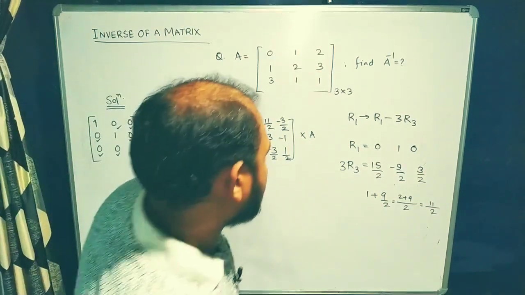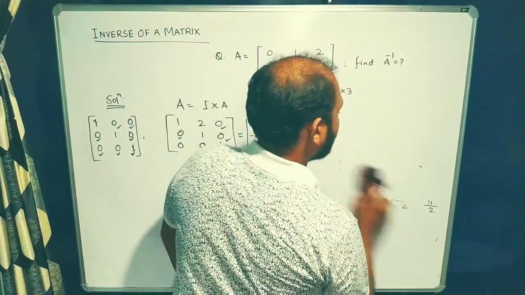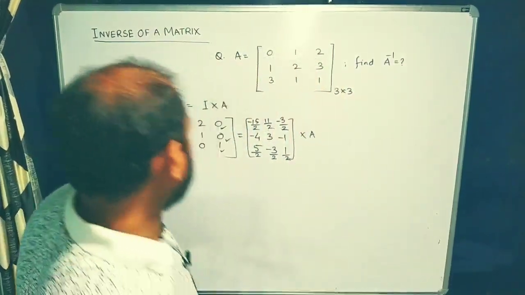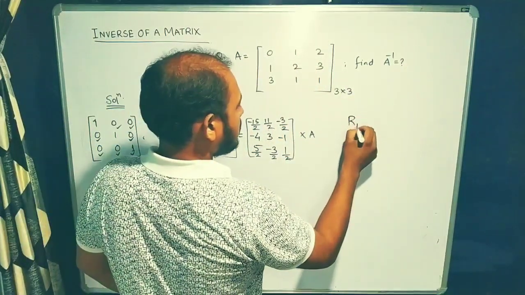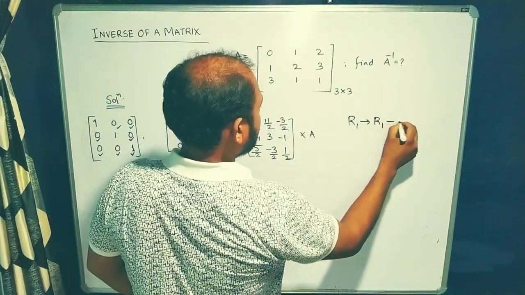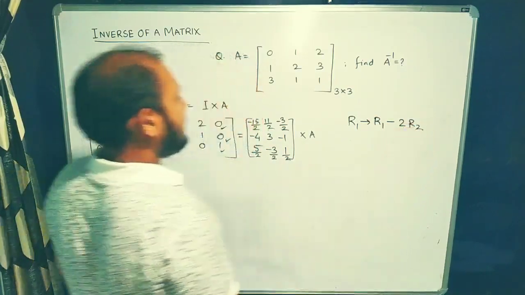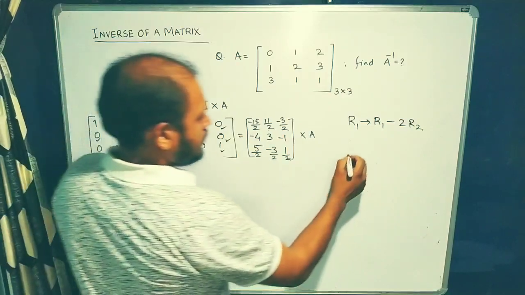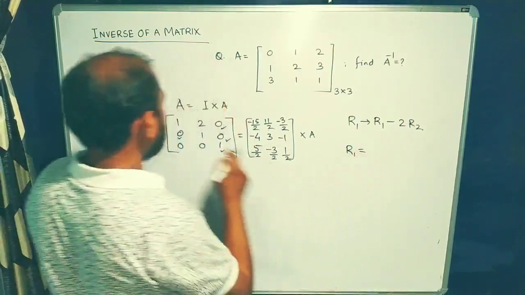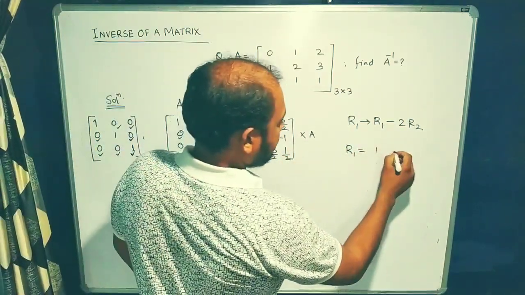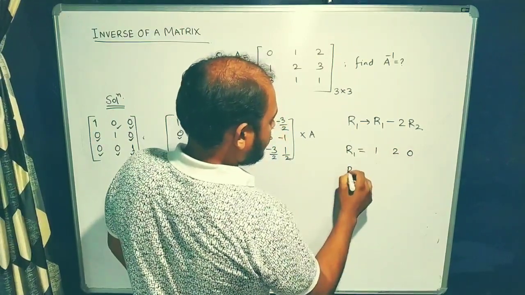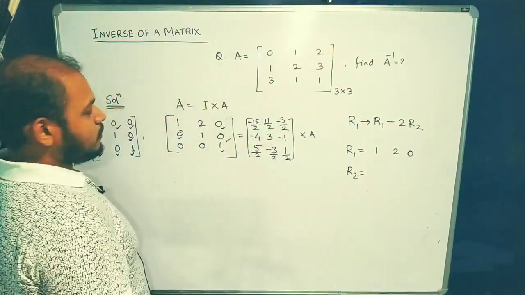So the operation of our choice should be: the first row getting changed to the first row minus 2 times the second row. Okay, so the first row is 1 2 0 and the second row is 0 1 0.